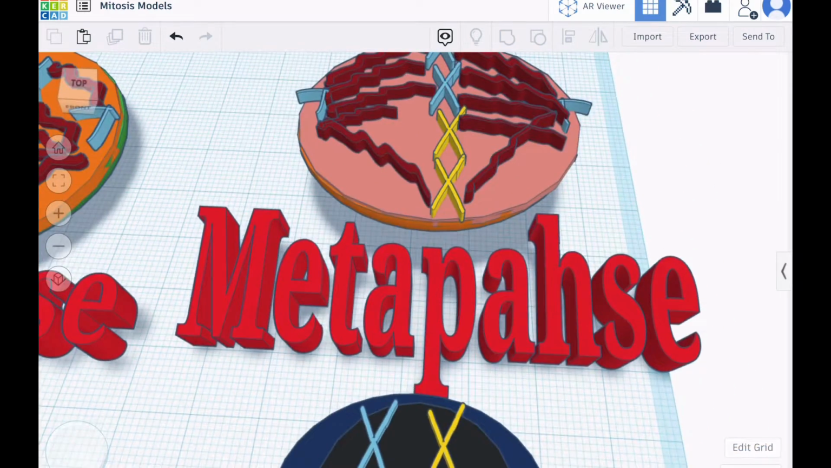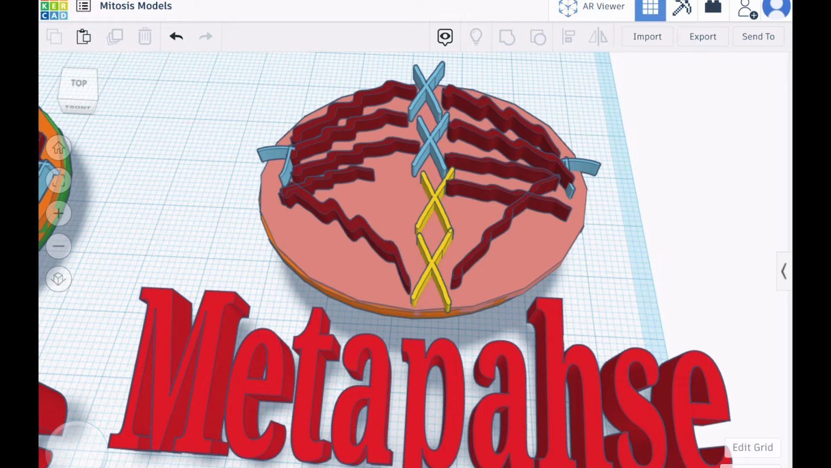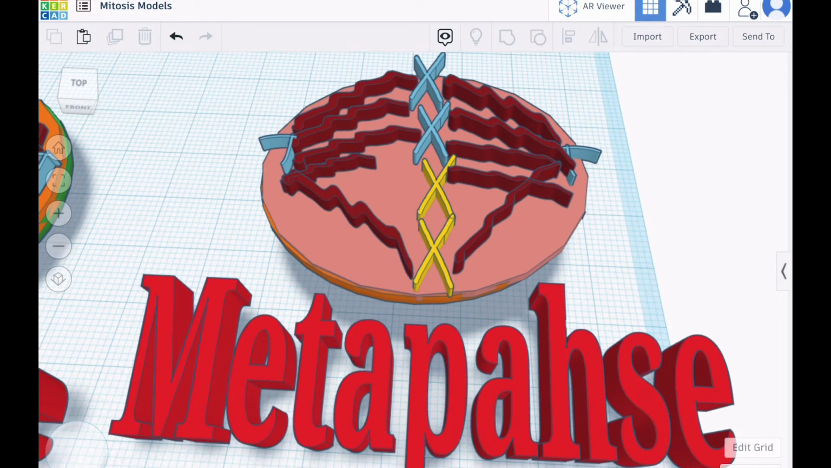Now moving on to metaphase, we have the chromosomes aligning in the center down here. The centrosomes, these things here, produce the meiotic spindle. I hope I said that right. Yes, the meiotic spindle, which are these lines on the side here.